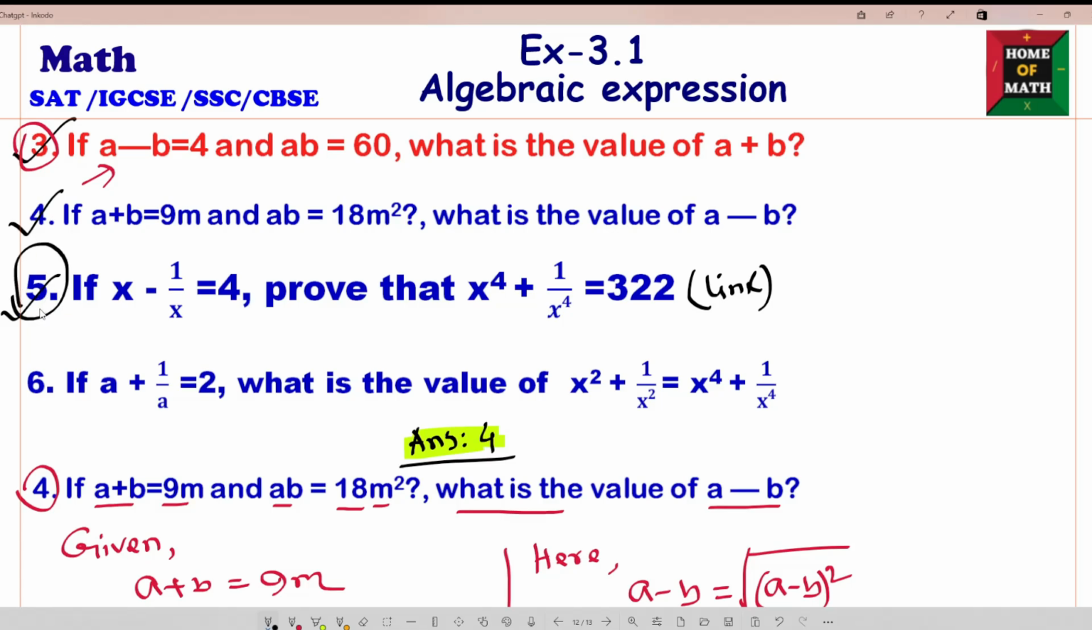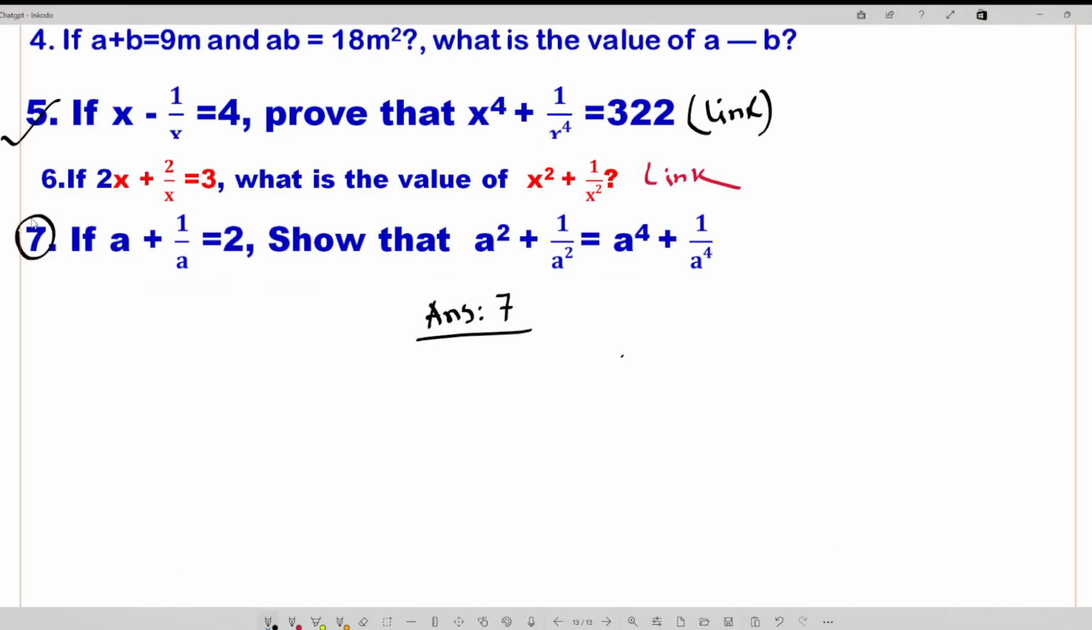Number 5 we already solved, and the link is in the description. Okay, now we will start number 7. Here is given a plus 1 by a equals 2, and we have to prove something, where the left hand side is a square plus 1 by a square and the right hand side is a to the power 4 plus 1 by a to the power 4, the same.